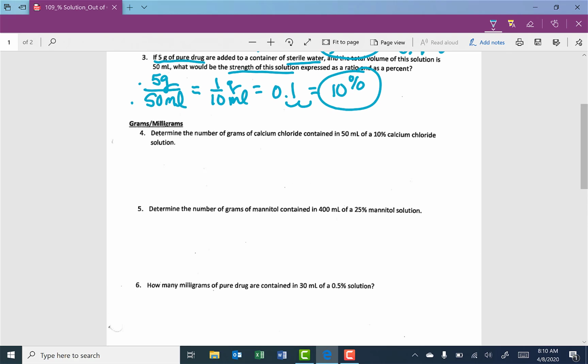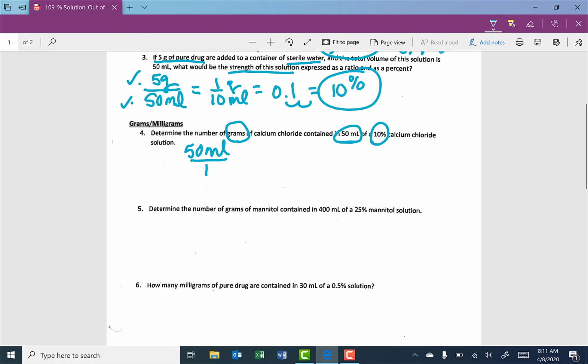Number 4. Let's see how we do with number 4. Determine the number of grams of calcium chloride contained in 50 milliliters of a 10% calcium chloride solution. Determine the number of grams. Okay, so we have a 50 milliliter solution, so we have 50 milliliters over 1. That's how we're going to start this problem, because this one's a little bit different. This time we're given the percent solution, and we have to find the grams. Before we were given the grams and the milliliters. Now we have to find the grams.